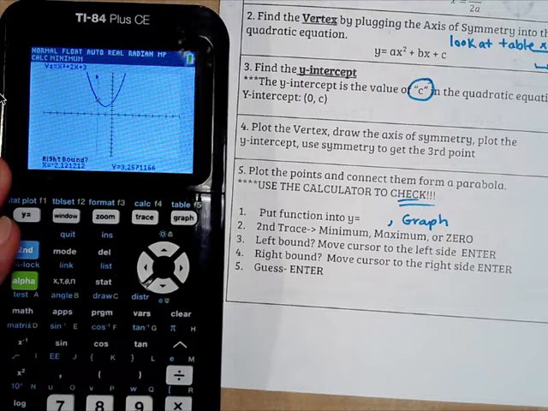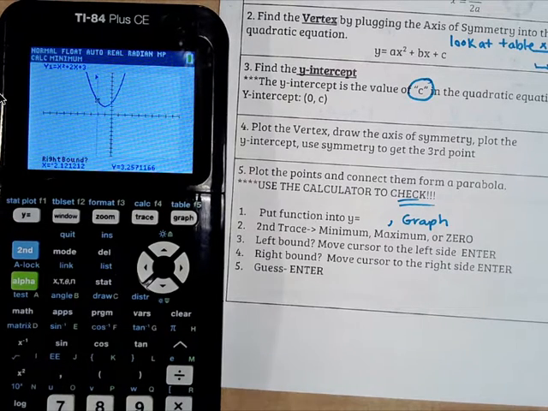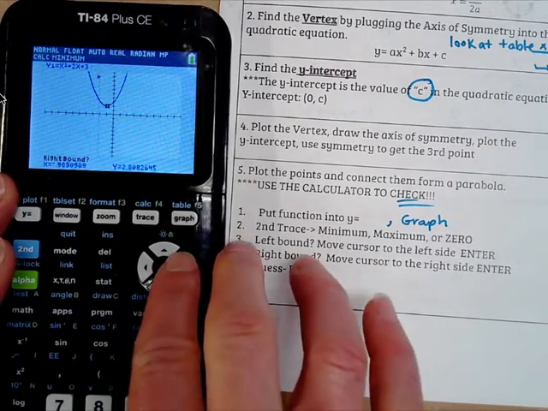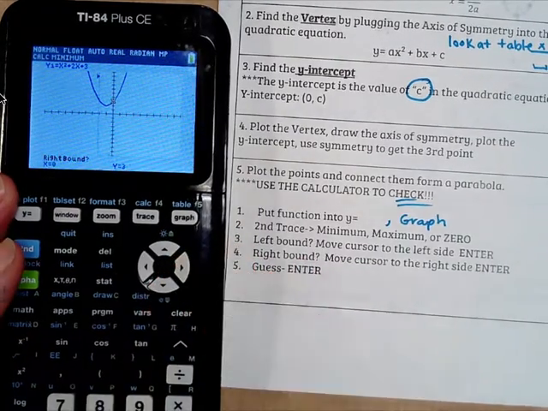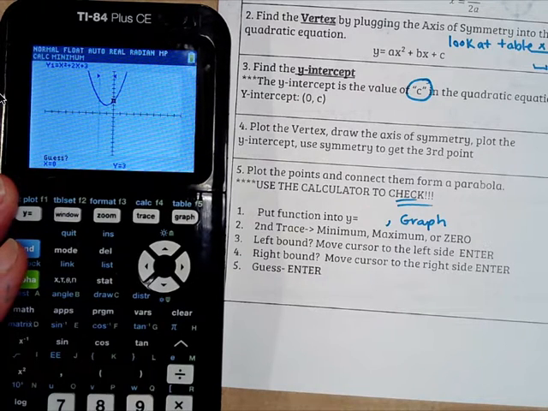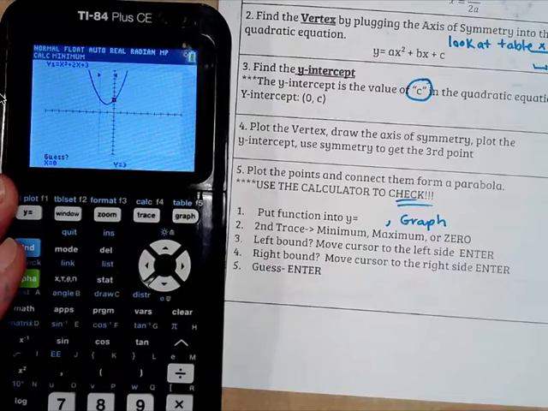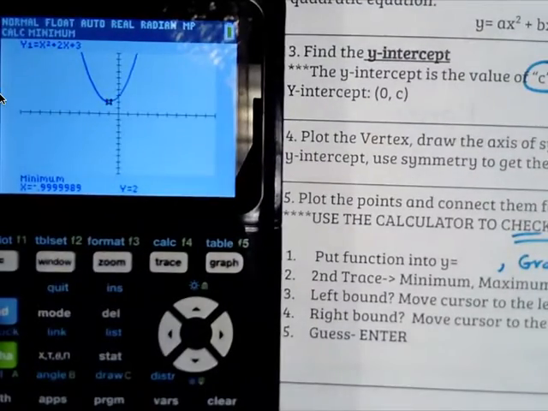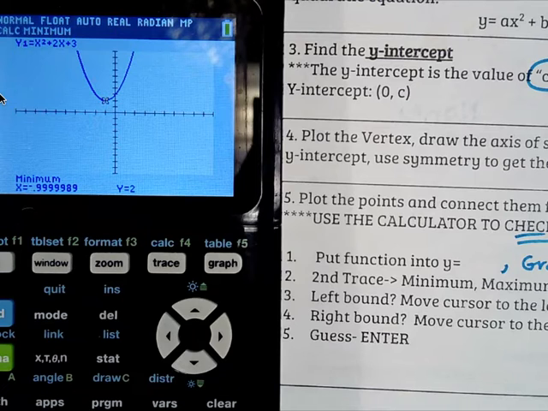Then it asks the question right bound. So now I go to the right side of that vertex or that minimum. Doesn't matter where, just as long as you're on the other side. Push enter. Then it says guess. Push enter. And look at what mine says. Yours probably says something a little different. Mine's like -0.99999, 2.